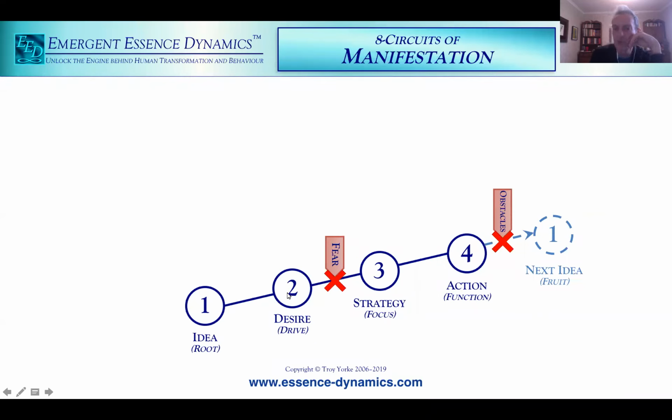That's where fear is really going to come in. It's going to stop you from making the strategy. So fear can live anywhere here, but I'm saying this is where it's strongest. This is where it's going to hit the strongest, between desire and strategy. And obstacles are going to hit the strongest once you're taking the action, attempting the actions. They could stop you from producing the fruit of your labor.